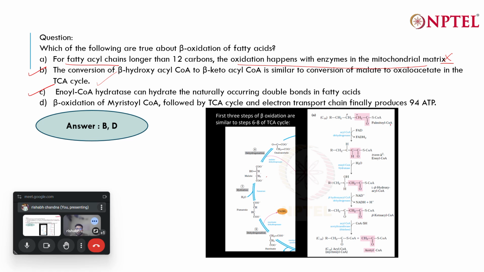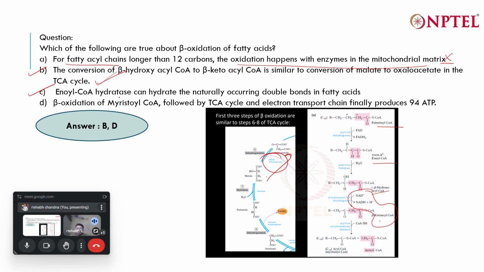Okay, so palmitoyl coenzyme A is converted to trans delta 2 enoyl coenzyme A, then L beta hydroxyacyl coenzyme A, and then beta ketoacyl coenzyme A. Now, beta hydroxyacyl coenzyme A conversion to beta ketoacyl coenzyme A is a dehydrogenation reaction. So this is equivalent to the malate to oxaloacetate conversion, where malate dehydrogenase acts on it. Okay, so this is correct.